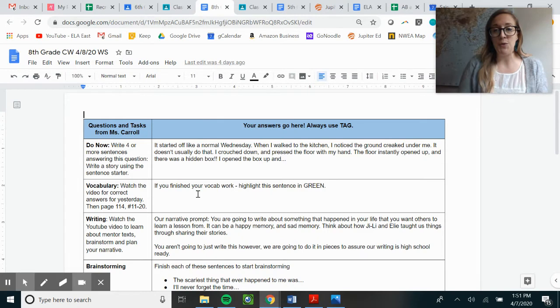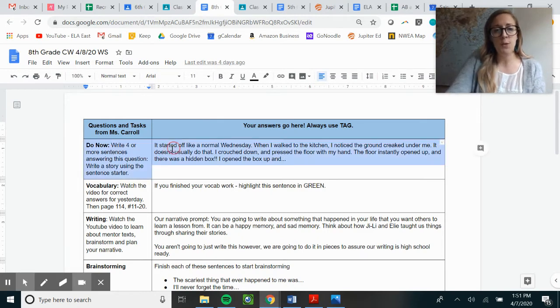You are going to do the do now, which on your paper is right here in this top row. You're going to be writing 4 or more complete sentences to finish this story.